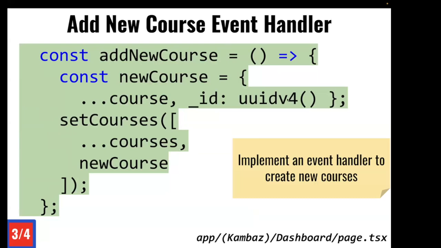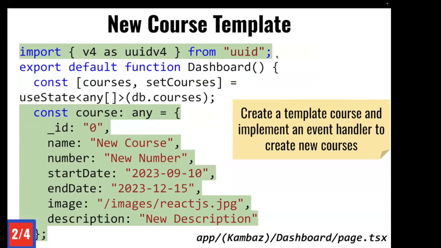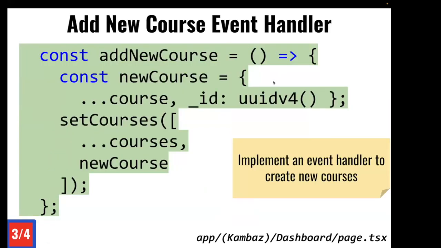This is a new library, the UUID library. You might need to install that library. You'll have to do something like npm install uuid. And then we can use it to create a new instance of a unique identifier.